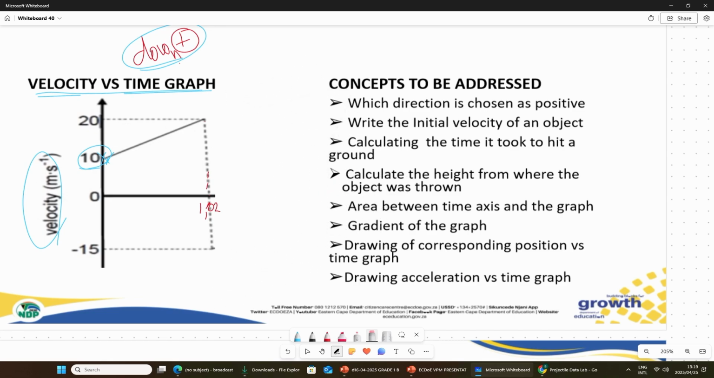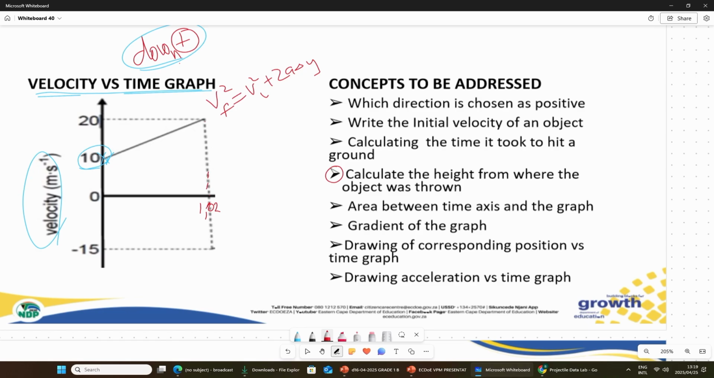Okay, so now we'll do this one using two methods. For this one, calculate the height from where the object is being thrown. If we're to use the equations of motion, that means we want our delta y. You can choose the second equation, which is v final squared equals v initial squared plus 2a delta y. Then we want the delta y here.